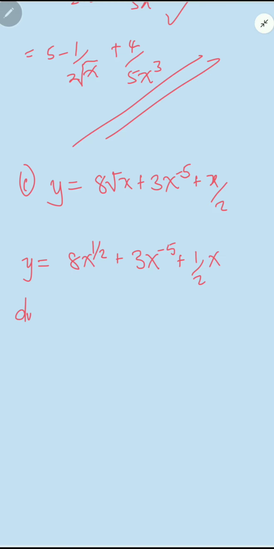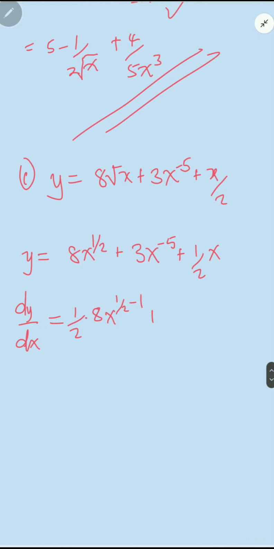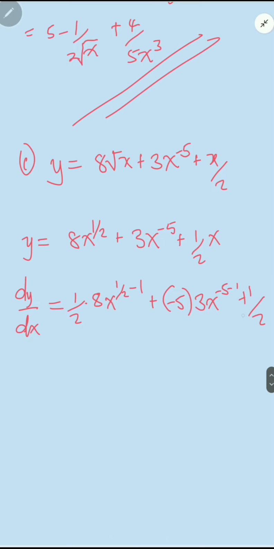We'll say dy over dx will be equal to, so the half will drop, so we're going to have half multiplying with 8, then say x to the power half minus 1, plus the negative 5 will drop, multiply with the 3, then you have x to the power negative 5 minus 1. Now this one, since we have 1 there, when the 1 drops here and the 1 subtracts the 1, we're just going to remain with a constant half there.